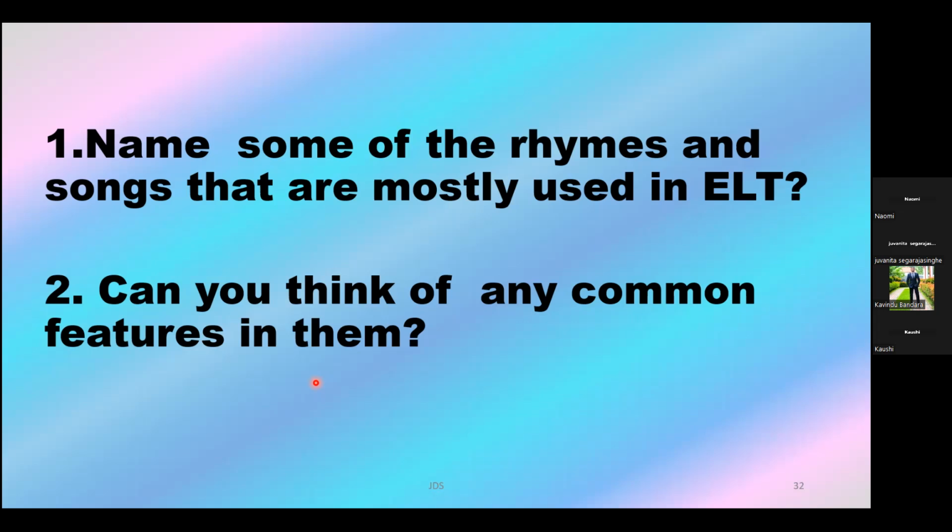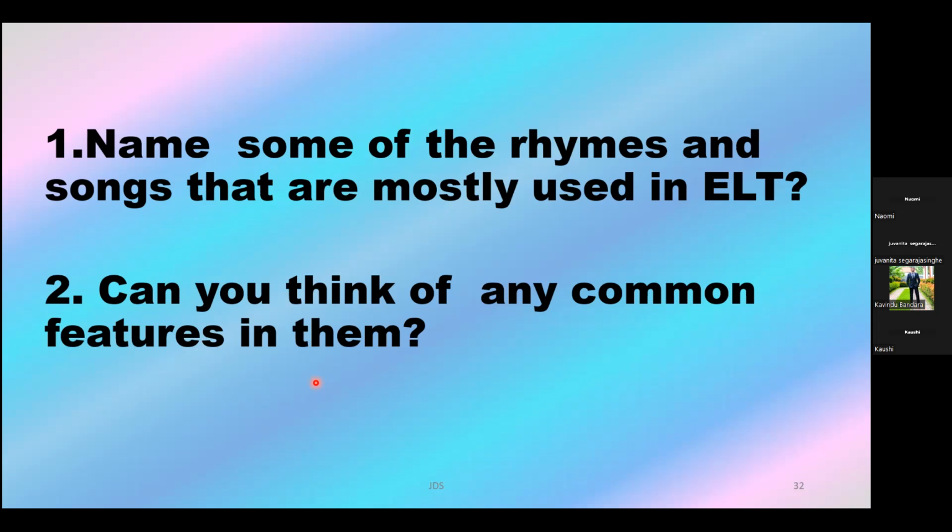Right? So the attraction is mostly placed on the tune or the melody that is involved. It tends to be a very captivating, attractive tune, as well as the rhymes or the rhyming scheme or the rhythm. So these are the features that make the learners remember those words.